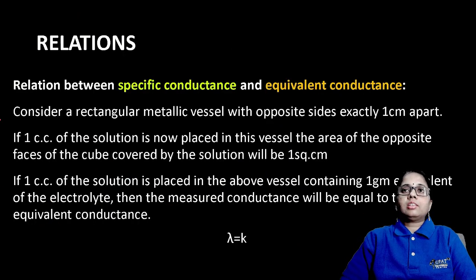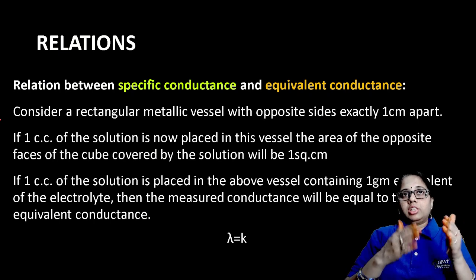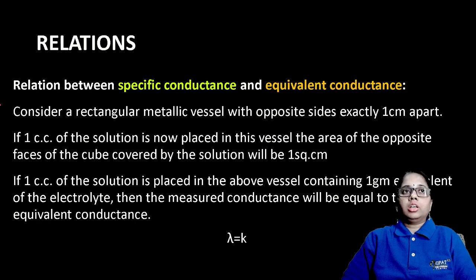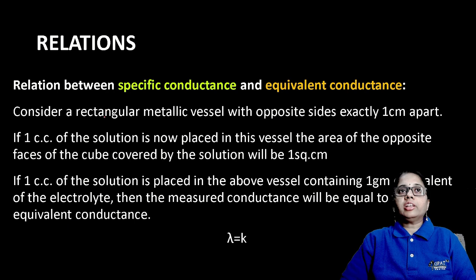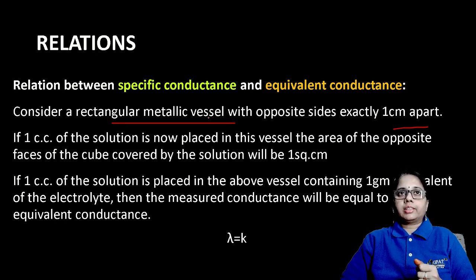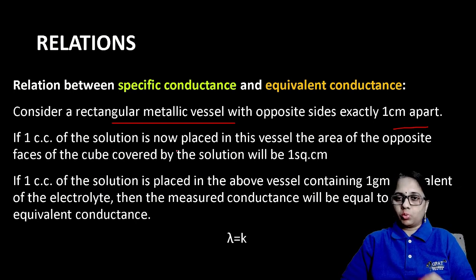Now let us see the relation between specific conductance and equivalent conductance. Let us have the different relations between them. Consider a rectangular metallic vessel with opposite sides exactly 1 centimeter apart. Practically it is difficult, but let us assume so. If 1 cc of the solution, that is 1 ml, is placed in this vessel, the area of the opposite faces of the cube covered by the solution will be 1 square centimeter.